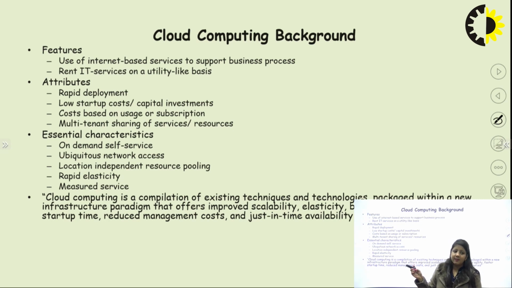Rapid elasticity means if we have attached various resources over the network and the customer demands more resources, there is a feature of elasticity. As demand increases, the resources will get added over the network. Measured service means all the services are measured, so that a bill can be prepared for the usage as per consumption of the resources.